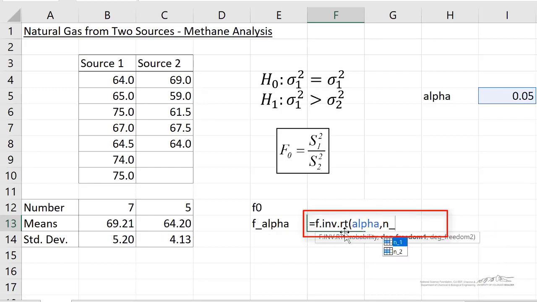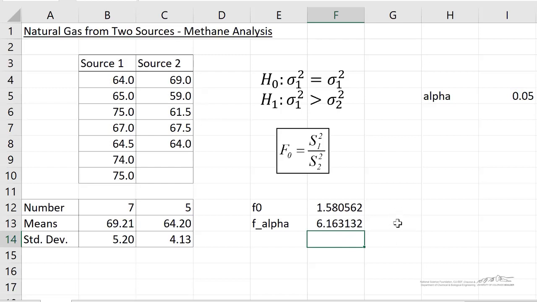Numerator degrees of freedom is n1 minus 1. Denominator degrees of freedom, n2 minus 1. And that's 6.16. We would have to exceed that critical value of F sub alpha that has 5% to the right of it, but we are not exceeding that. And so our conclusion is that we cannot accept the alternate hypothesis and we fail to reject the null. And so in this case, we would assume that the variances are equal.